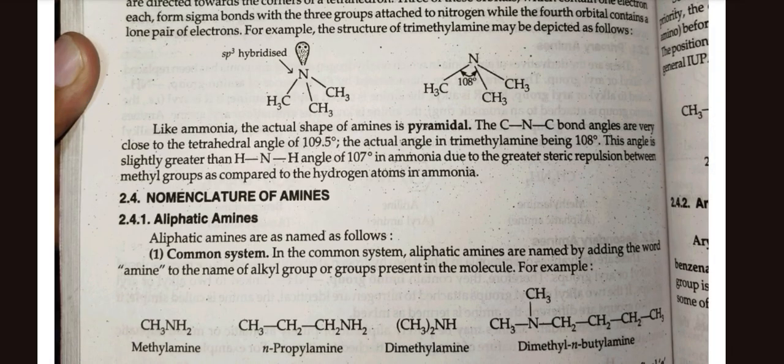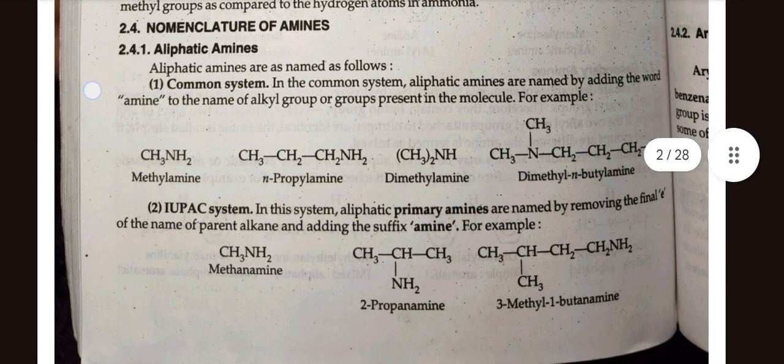Like ammonia, the actual shape of amines is pyramidal. The C-N-C bond angle is very close to the tetrahedral angle of 109.5 degrees. The actual angle in trimethylamine is 108 degrees. The angle is slightly greater than the HNH angle of 107 degrees in ammonia due to the greater steric repulsion between methyl groups as compared to the hydrogen atoms in ammonia.